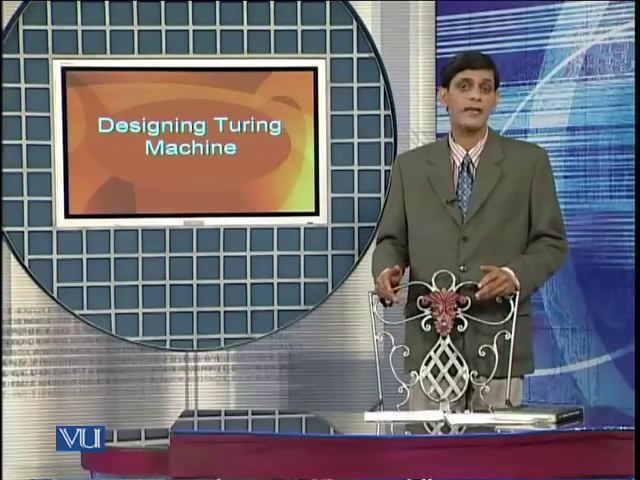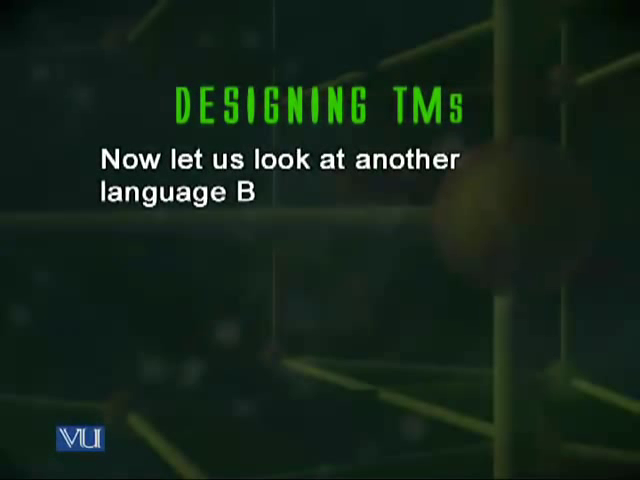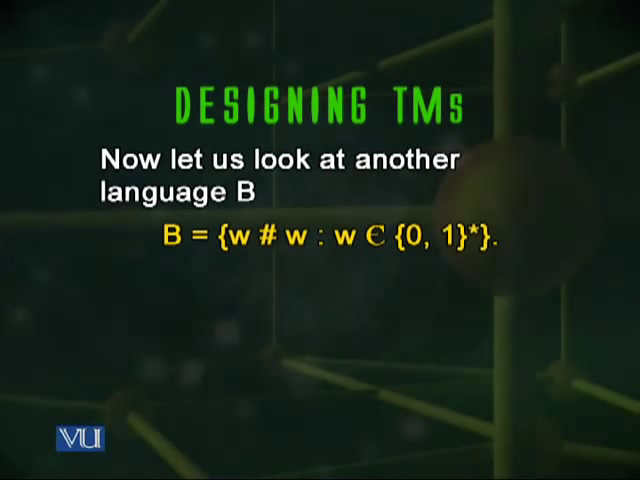We have to get familiar with the concept of Turing machine. So let us look at another example. Let us look at this language B, which consists of the set of all strings W followed by a hash sign followed by a W, where W is a string over zeros and ones. So this language actually consists of a string of zeros and ones followed by a hash sign followed by the same string of zeros and ones. We want to design a Turing machine that would accept all the strings in this language and reject all the strings that are not in this language.